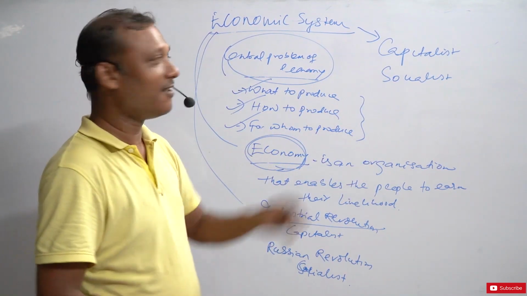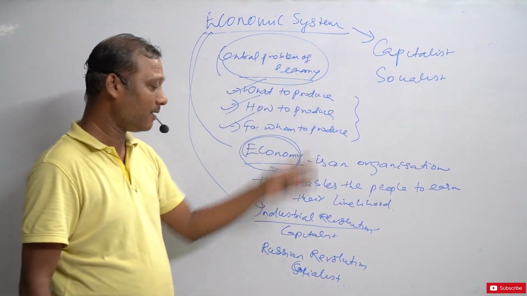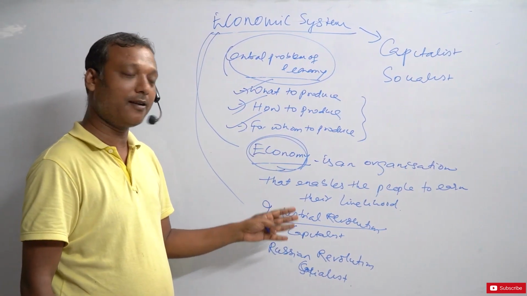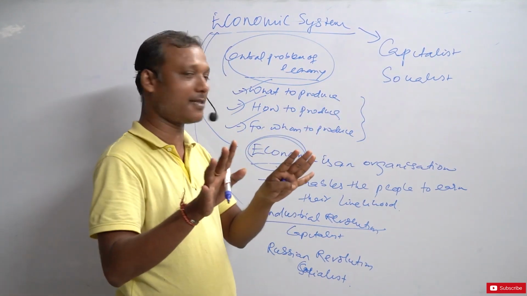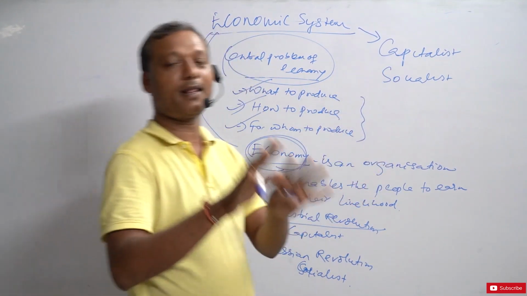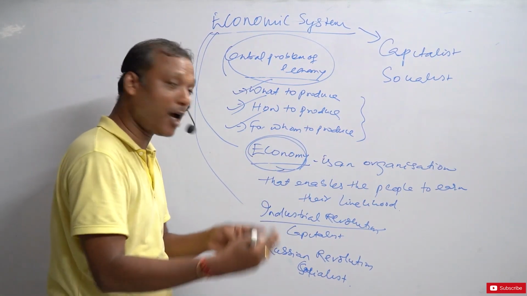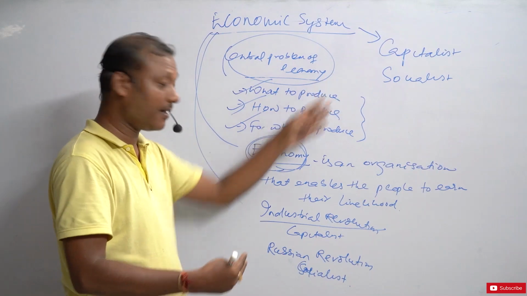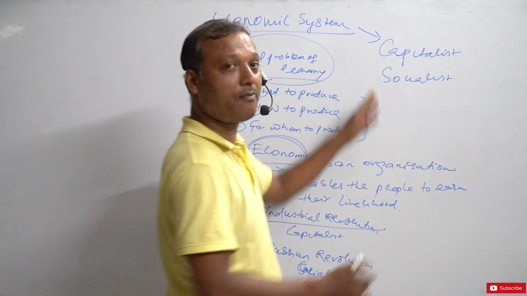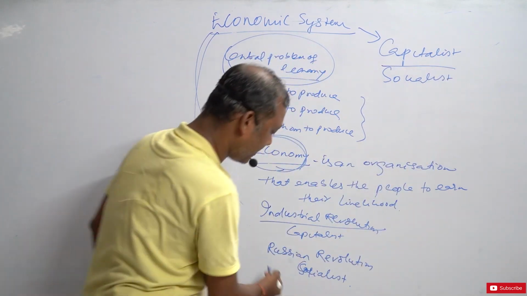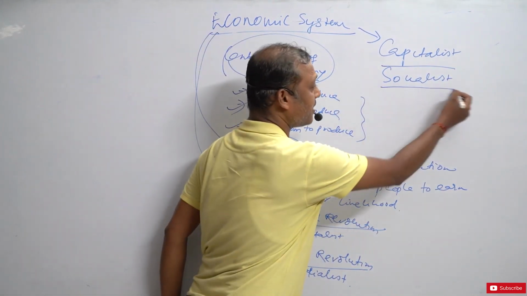You understood? Now, if we go about the classifications of economic systems, I told you the industrial revolution of England gave birth to the rise of the capitalist system. I will tell you the details. What is a capitalist economy? What are the features of a capitalist economy? That we will discuss. But I am telling you about the origin of the capitalist economy: the industrial revolution of England gave birth to it. The Russian revolution of Russia led to the emergence of the socialist economy.